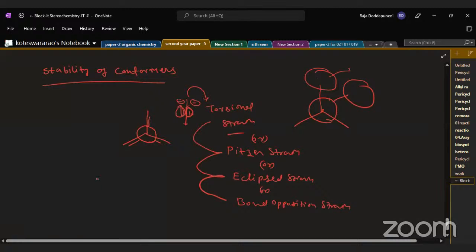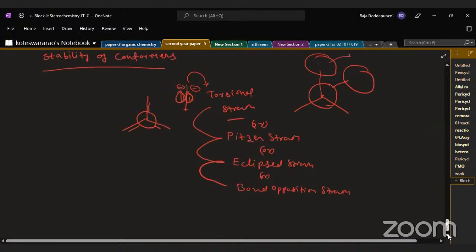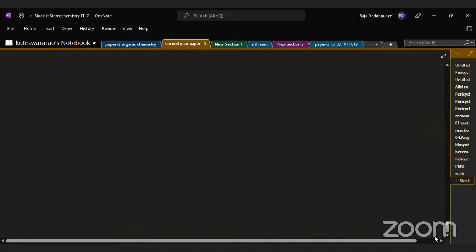Next, dipole-dipole interactions. Here, due to the electronegativity difference between the groups or atoms attached to a bond, an unequal distribution of the bond pair takes place. Suppose there is A and B with an electronegativity difference. A is the more electronegative, B the less electronegative. The bond pair is always more towards A, therefore A bears a partial negative charge. B becomes electron deficient and gets a partial positive charge. This generation of partial charges is known as dipoles.